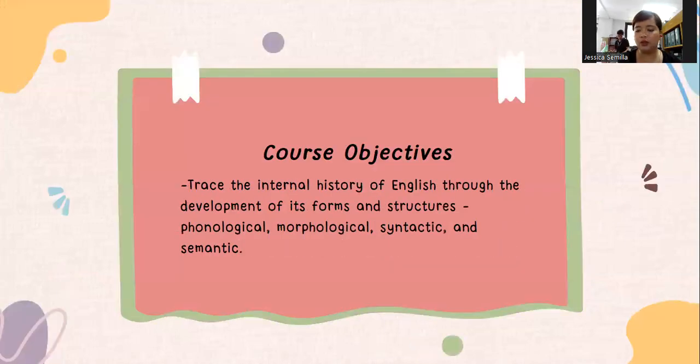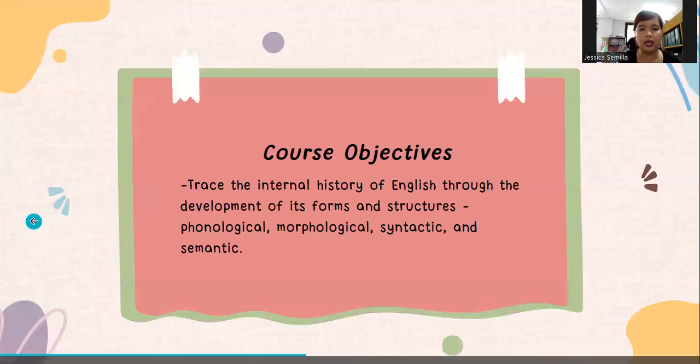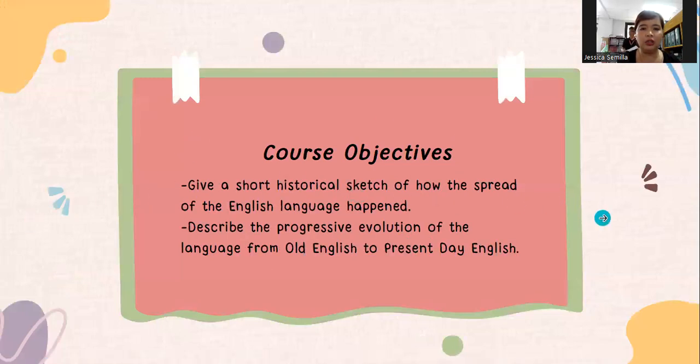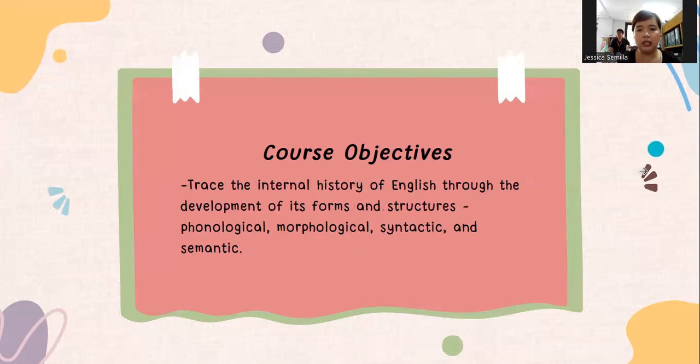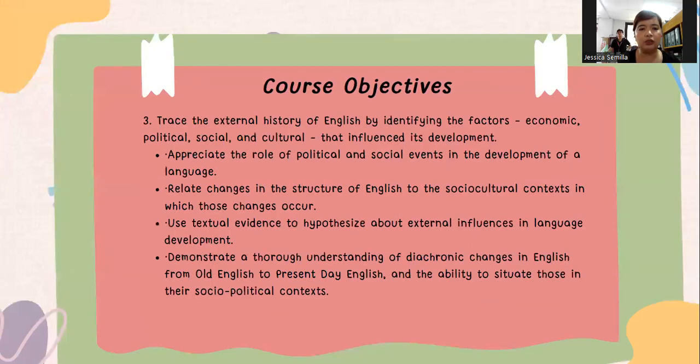For the course objectives of our class, of course, first you are about to give a short historical sketch of how the spread of the English language happened. Second, you're about to describe the progressive evolution of the language from Old English to present-day English. Next, you're about to trace the internal history of English through the development of its forms and structures: phonological, morphological, syntactic, and semantic. And of course, you are about to trace the external history of English by identifying the economic, political, social, and cultural factors that influenced the development of English.